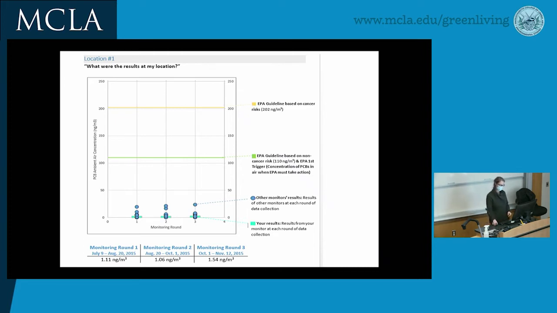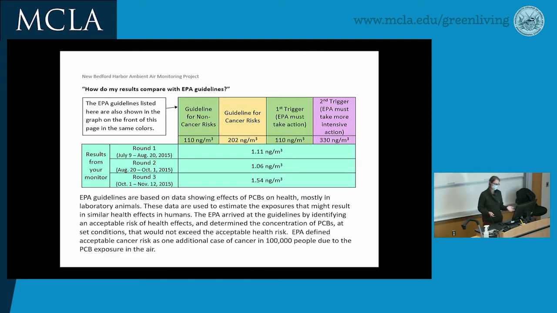And we shared this in a number of different ways, the same information in figures and in tables. And we got a lot of great feedback from the participants on what was an effective way to communicate this information to them.